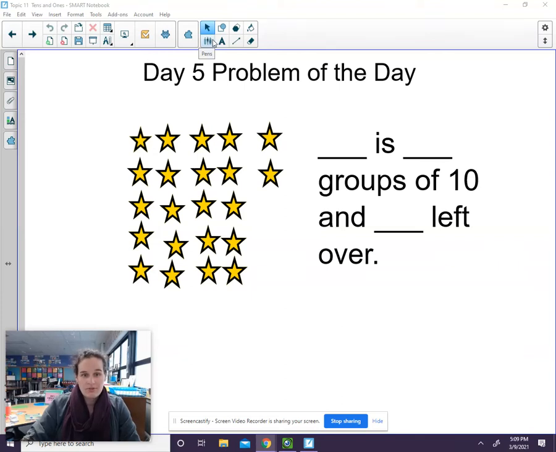Let's look at our problem of the day. It says blank is blank groups of 10 and some left over. Well, let's go ahead and we're going to circle the groups of 10.